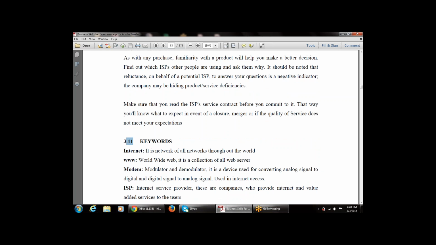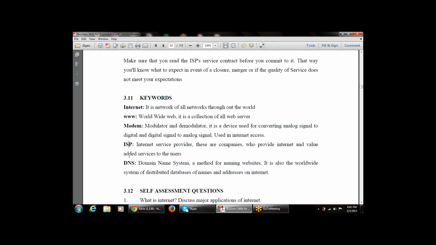Then we have discussed the keywords, that is, what is the internet, what is WWW, that is the World Wide Web, modem, that is modulator and demodulator, then ISP, that is the internet service provider, and the domain name system. So these are the various keywords available in this chapter, and short definitions are given for the different keywords.